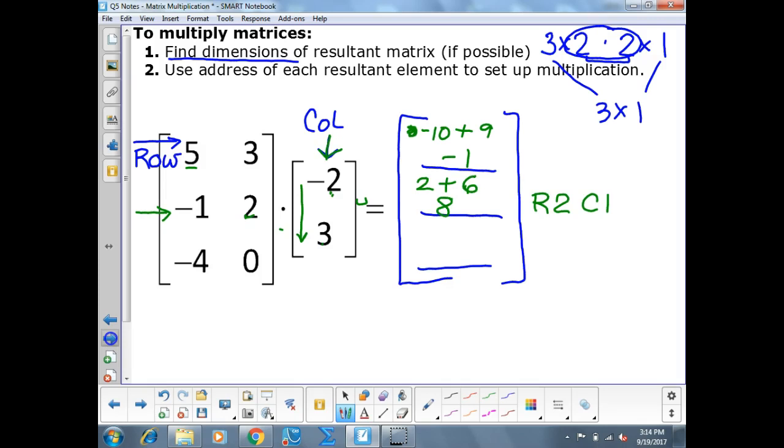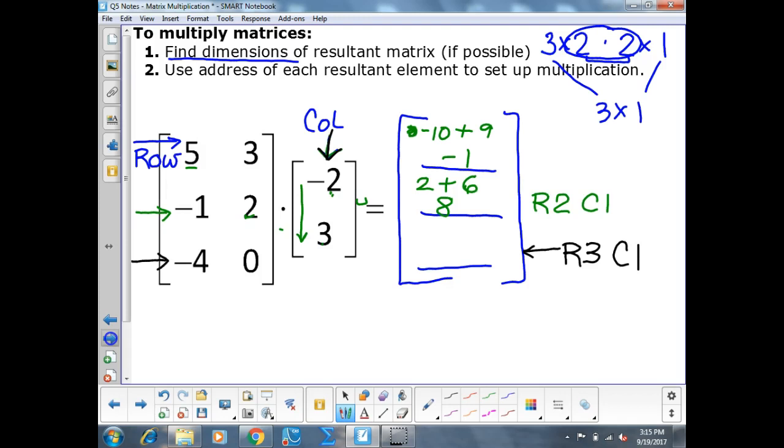Finally, the last one, I'm going to change colors here just so we don't get confused. I always go back to my answer and think about the address for what I'm trying to fill in. The address here is the third row, so row 3, and it's column 1. So I'm going to go across row 3 for my first matrix, and I'm going to go down column 1 with my second, and I'm going to multiply, add, multiply.